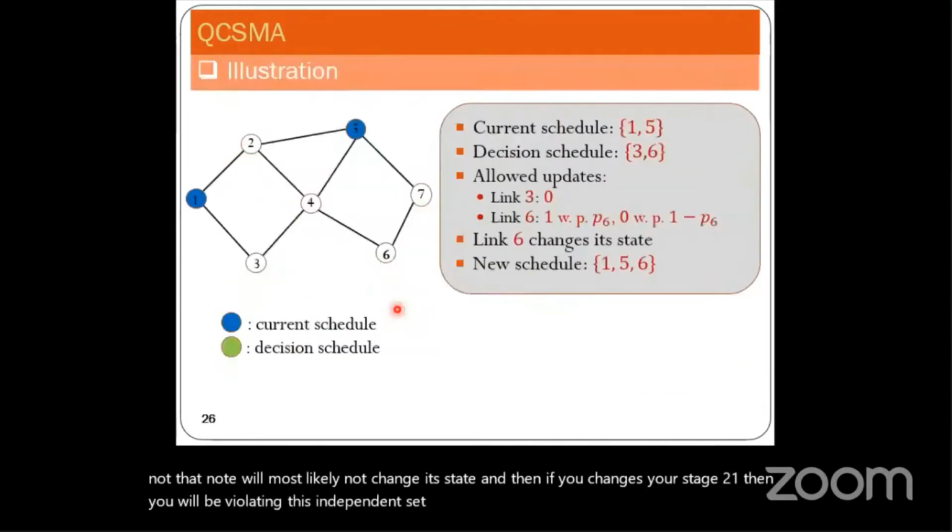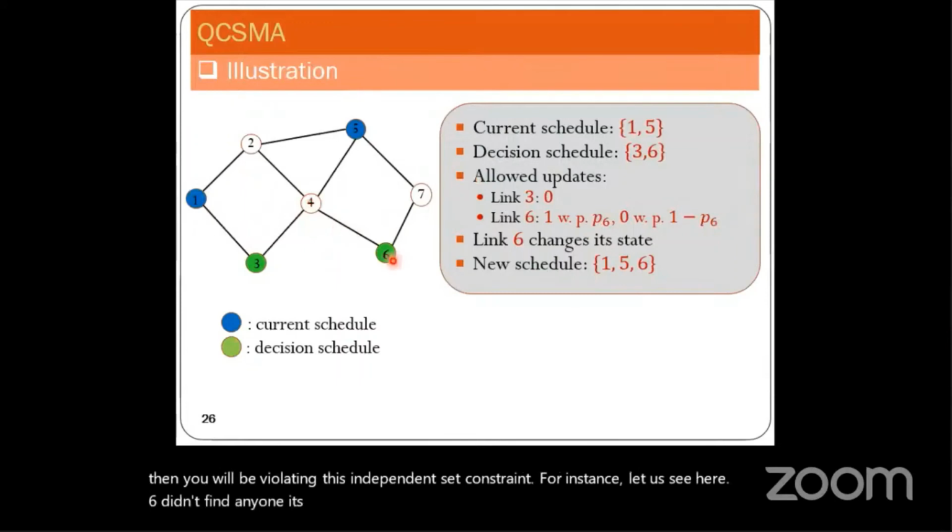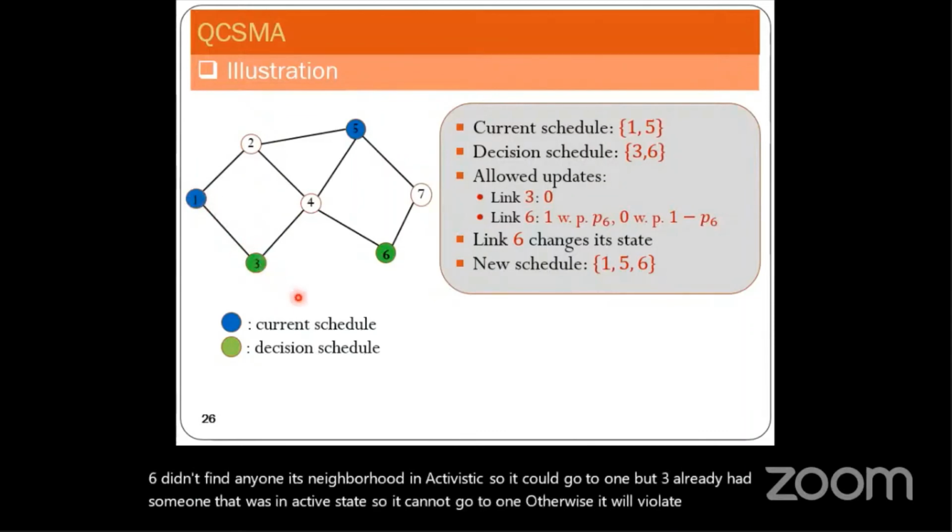For instance, let us see here. 6 didn't find anyone in its neighborhood in active state, so it could go to 1, but 3 already had someone that was in active state. So it cannot go to 1, otherwise it will violate the independent set constraint.